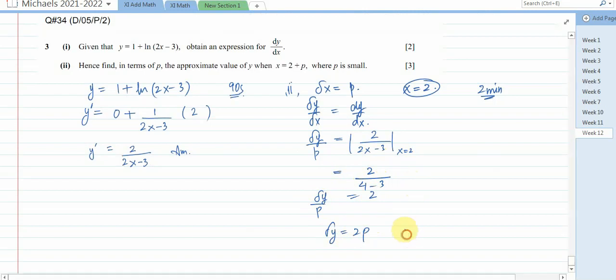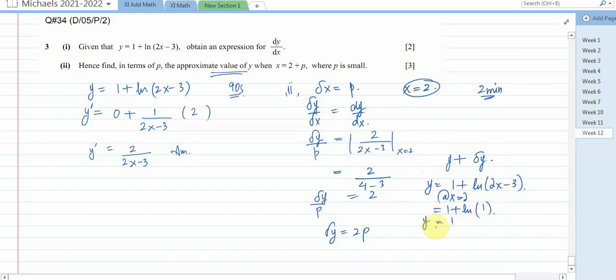Right, we need to find out the approximate value of y. So value of y is equals to initial value of y plus change in y, right? That will be the final value of y. For initial value of y, we have y is equals to 1 plus ln of 2x minus 3. The value of x is 2 here. So at x equals to 2, y equals to 1 plus ln of 2 2s are 4 minus 3, it's ln of 1, and then ln 1 is 0. So y equals to 1. So if you place the value here, so y is 1 plus change in y is 2p. So that is the approximate value of y.